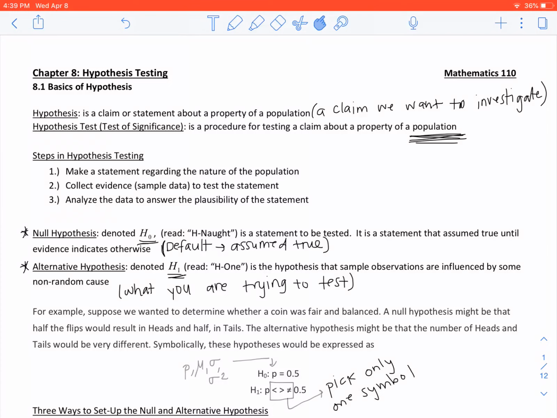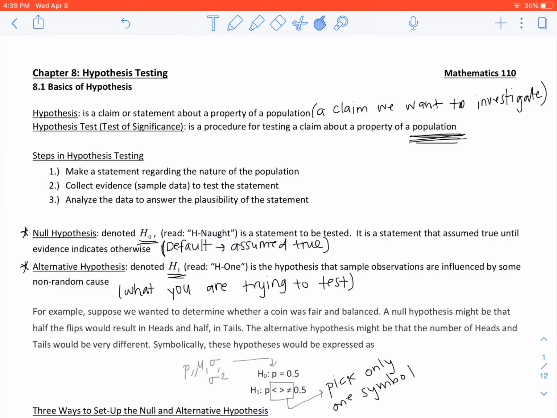So two things next, give them both a star. First one is the null hypothesis. It's denoted H naught. It's a statement to be tested. It is a statement that's assumed true until evidence indicates otherwise. So this is called our default. It's our currently accepted value for the parameter. It's the one we assume true.